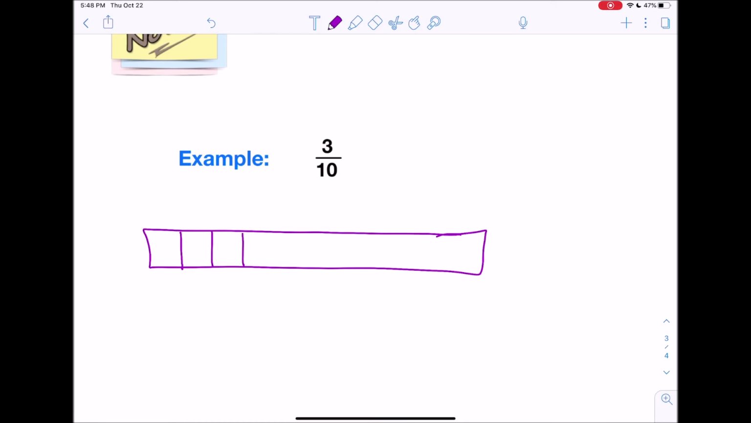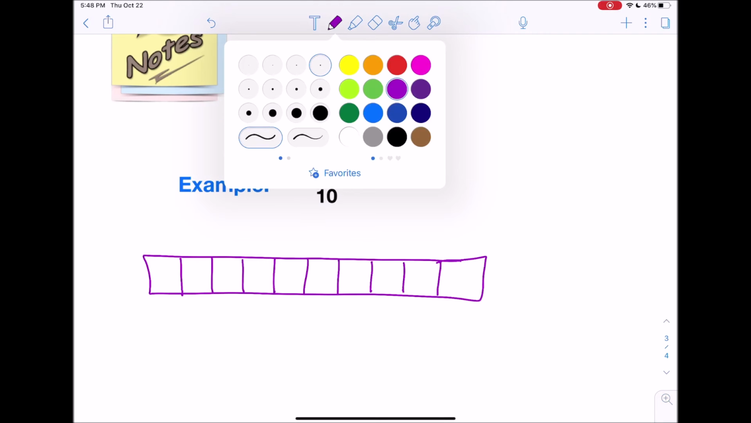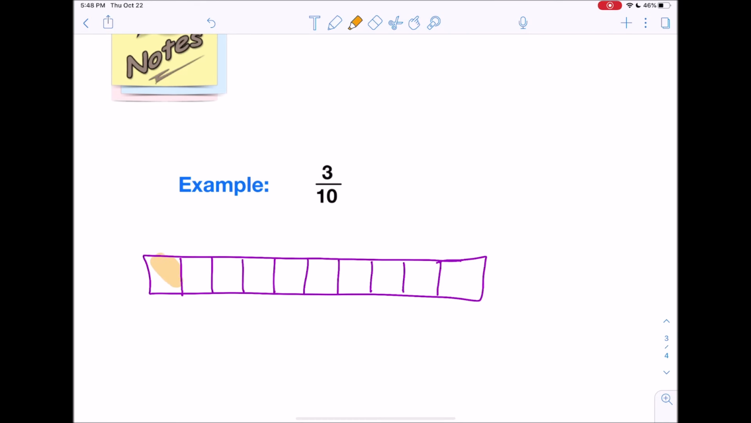1, 2, 3, 4, 5, 6, 7, 8, 9, and 10. Okay? And that 3/10 means that 3 out of the 10 are colored in. So that's 3 out of 10. All I did was take the fraction and turn it into a diagram.